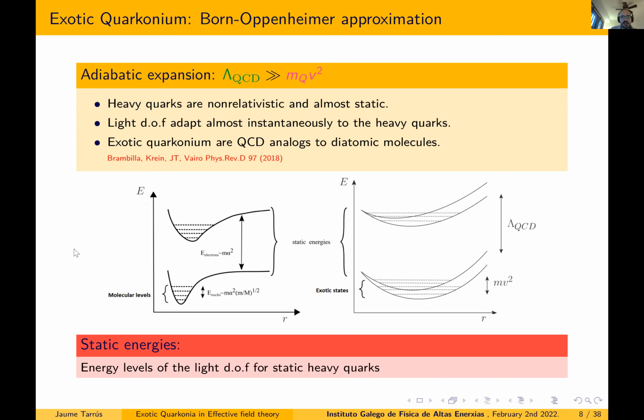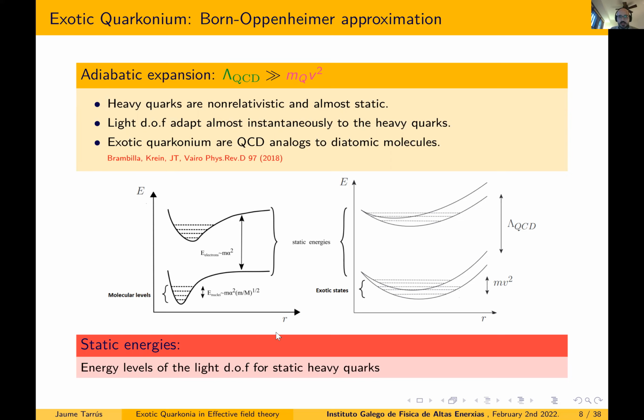Here the idea is to work in analogy to the Born-Oppenheimer approximation for molecules. In this case, the closest analog to exotic quarkonium would be a diatomic molecule. There, when using the Born-Oppenheimer approximation, one first assumes that the nuclei are static and looks for the energy levels of the electrons. So in this sketch of the energy levels, the solid lines correspond to the energy levels of the electrons.